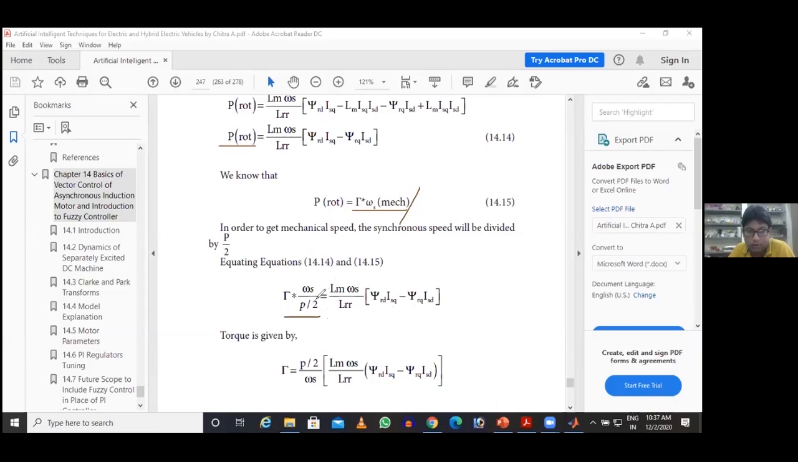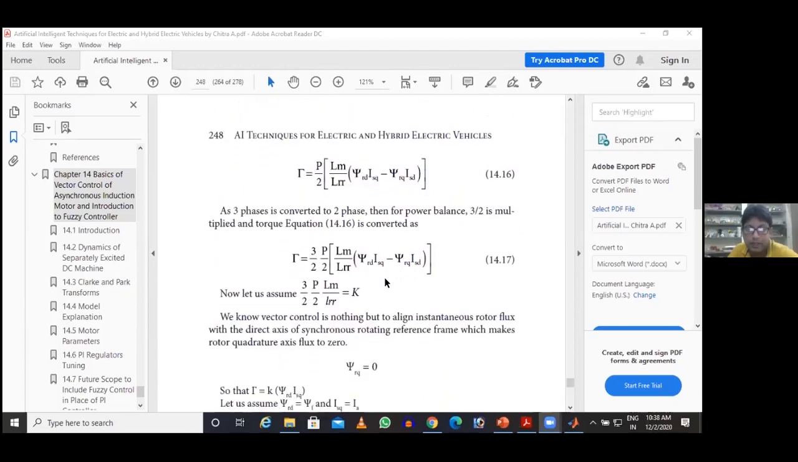Now, this side is cancelled and it is coming like this. This is the torque equation. It is coming like this. But you remember this 3-phase is converted to 2-phase, and all the calculation so far has been done that way.